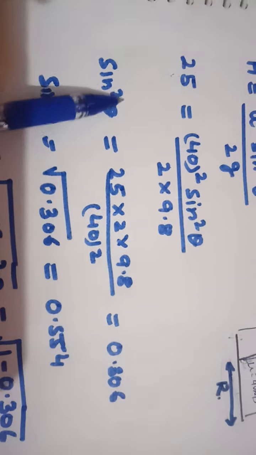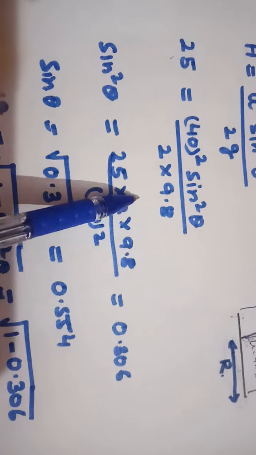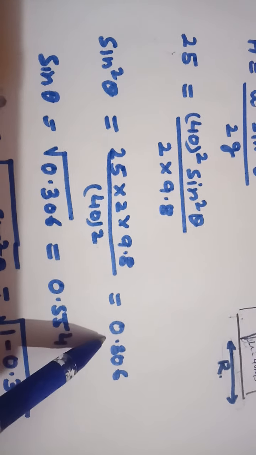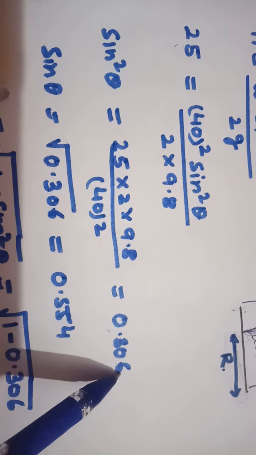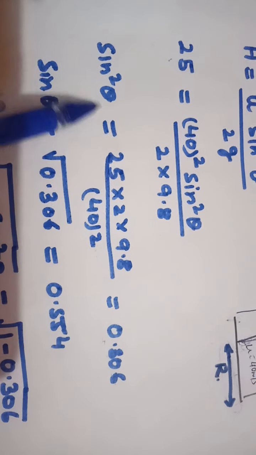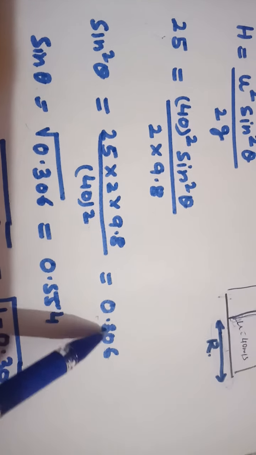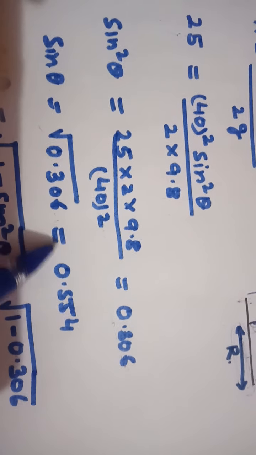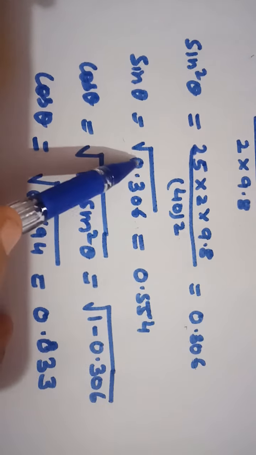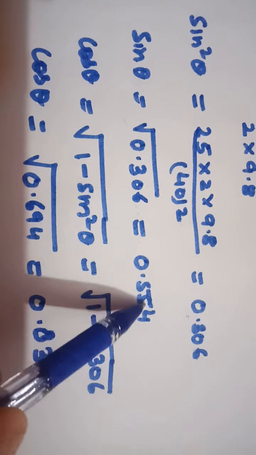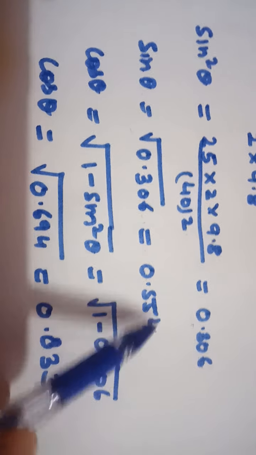So we have got sin square theta this way, and by solving this you will get the value 0.806. This is the value of sin square theta. So what is sin theta? Under root of 0.806 is equal to, when you find the square root, it comes to 0.554 after calculation.